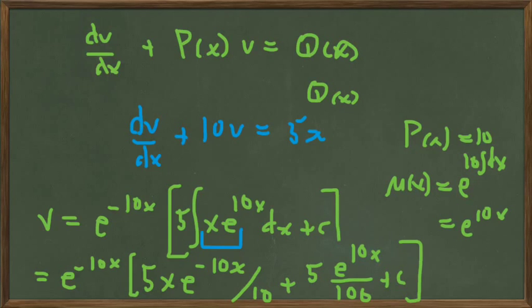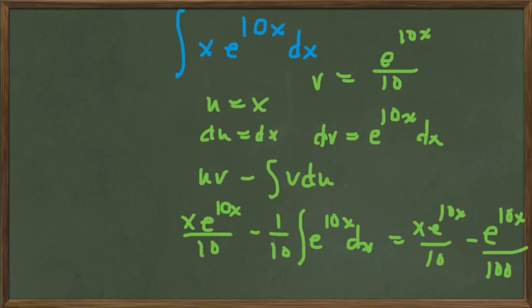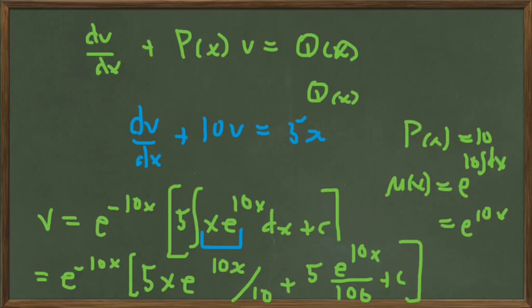So we put the x e to the 10x over 10 minus e to the 10x over 100 back in here. So we've distributed the 5 across. There should be a minus sign here. So here's the x e to the 10x over 10, and here's the e to the 10x over 100. We distribute everything across.